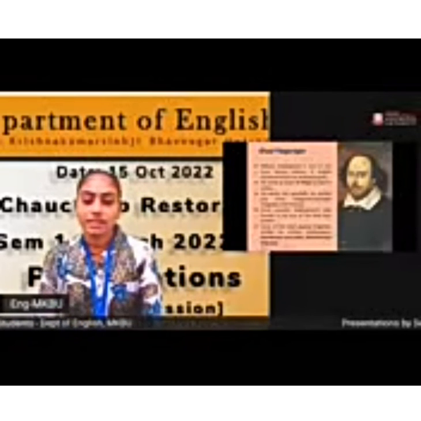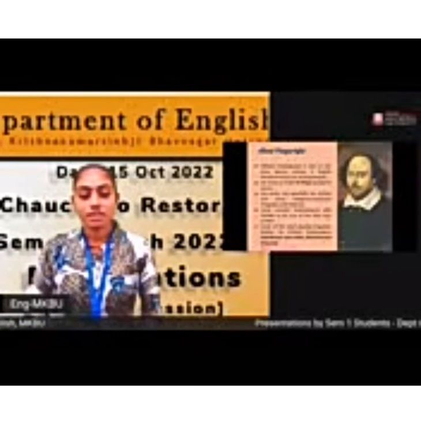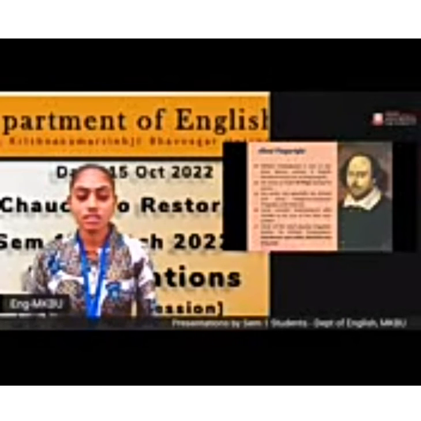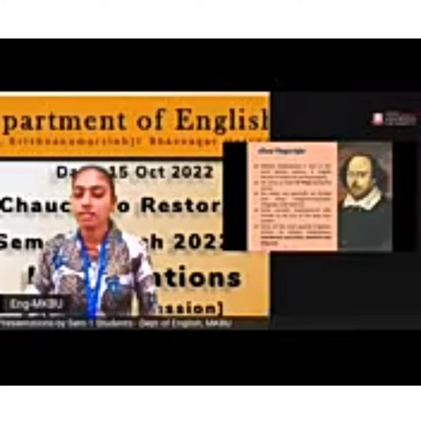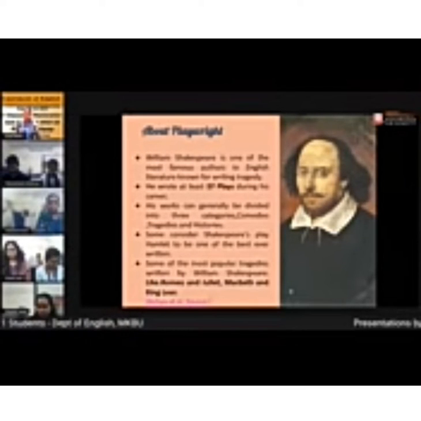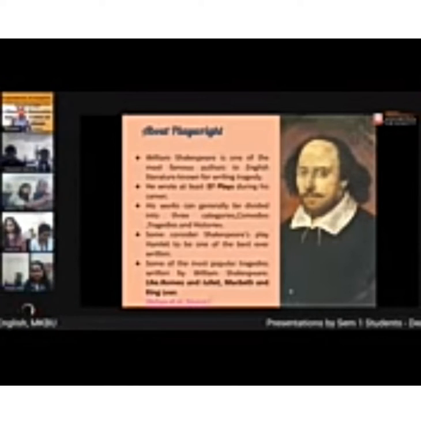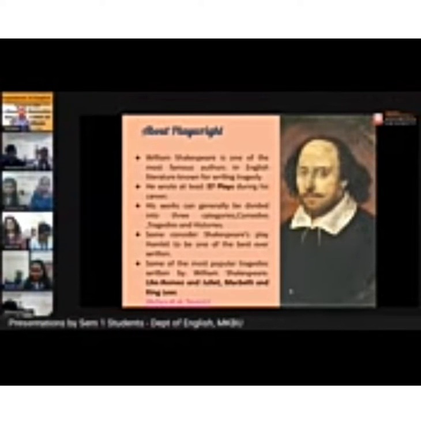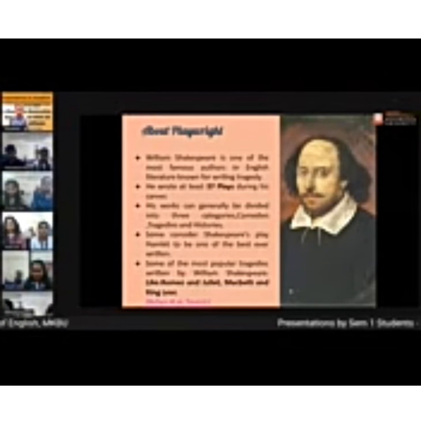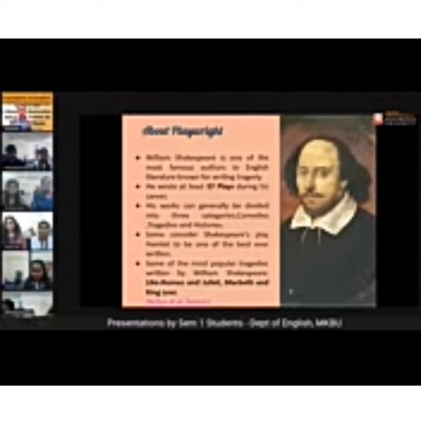About the playwright. William Shakespeare is one of the most famous authors in English literature and very well known for writing tragedy. He is a writer of the Elizabethan age, and he wrote at least 37 plays during his career. We can generally divide his works into three categories: comedy, tragedy, and history.